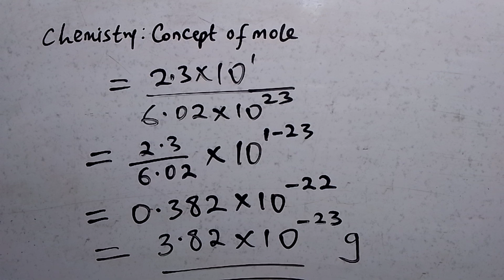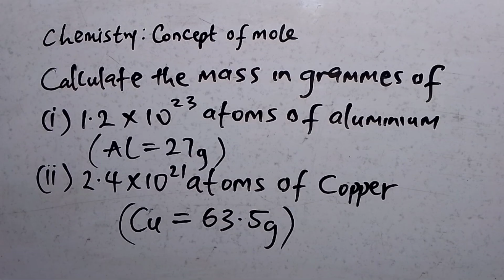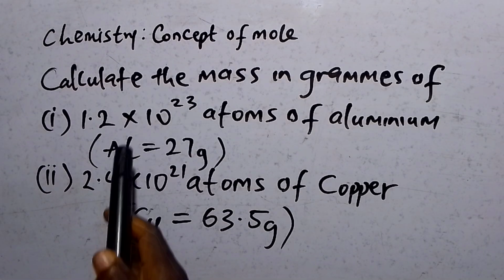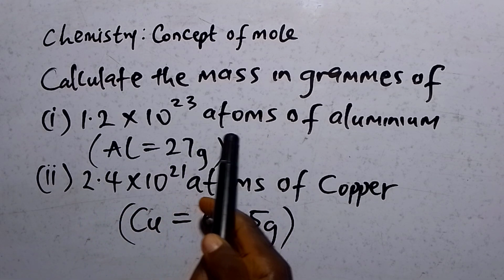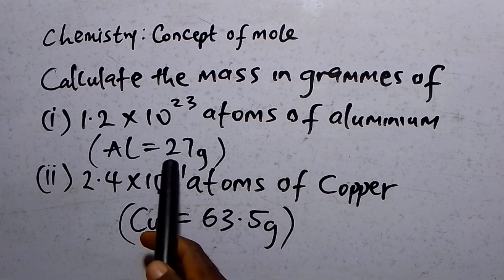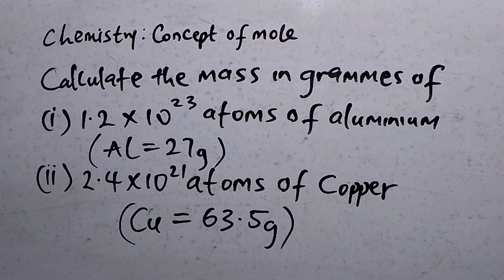If you understand this, then work out these ones. The mass of 1.2 times 10 raised to the power 23 atoms of aluminium, and of course what is given to you here is the molar mass of aluminium, and here we have the molar mass of copper. So send your answer to this platform.